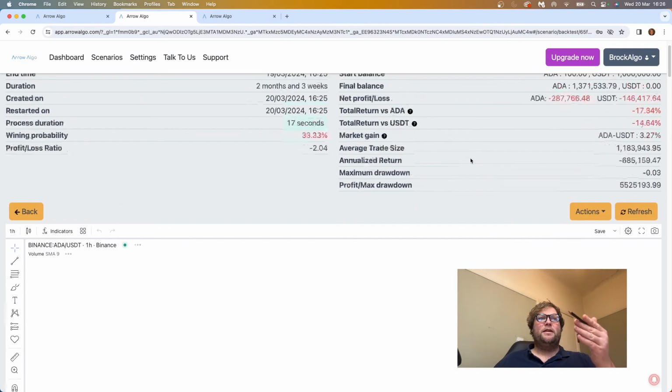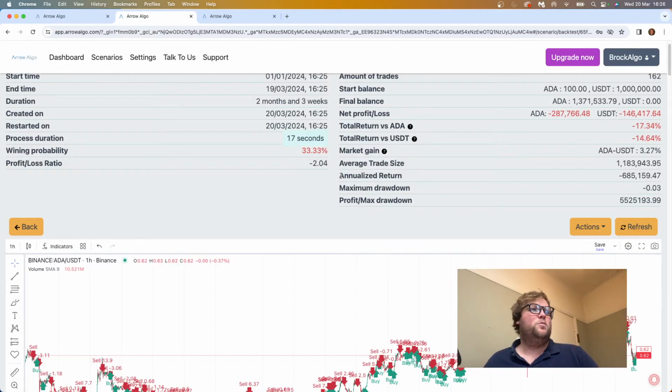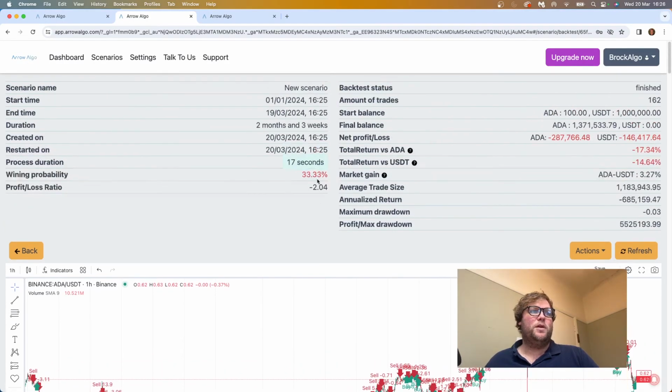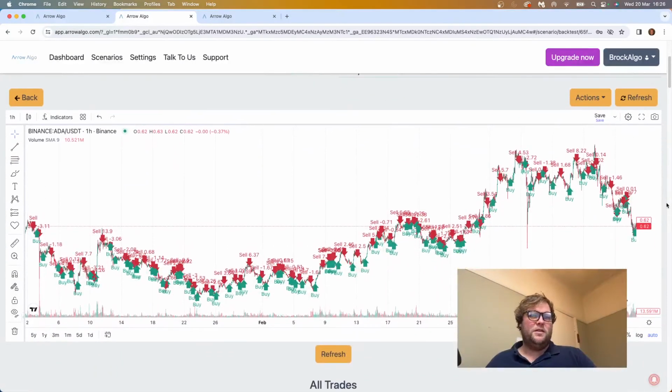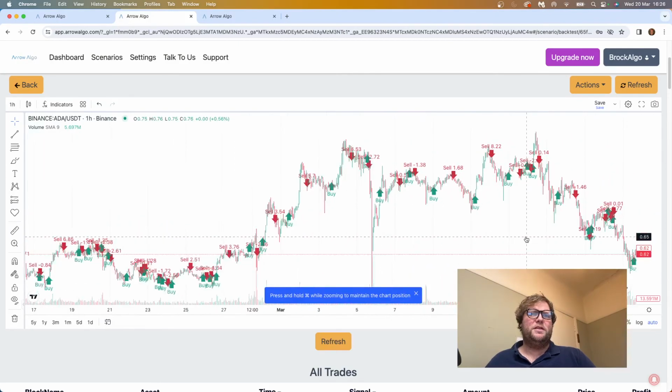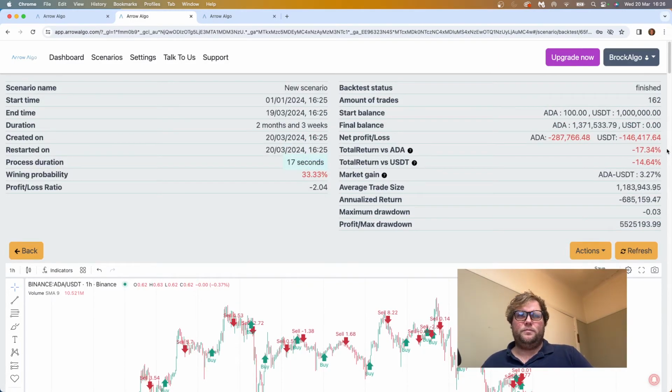So this is already completed now. We've just tested 2 months worth of that MACD strategy. It's taken 17 seconds. As we said, wasn't particularly successful. We've only got a winning probability of 33% in there. We've generated 162 trades in the space of 2 months, or nearly 3 months worth of testing. And as you can see there, these are all the signals that would have been generated in that time. So we tested this from beginning of the year up until yesterday. Cardano price over this period is only up 3%, but our strategy is down 14%.